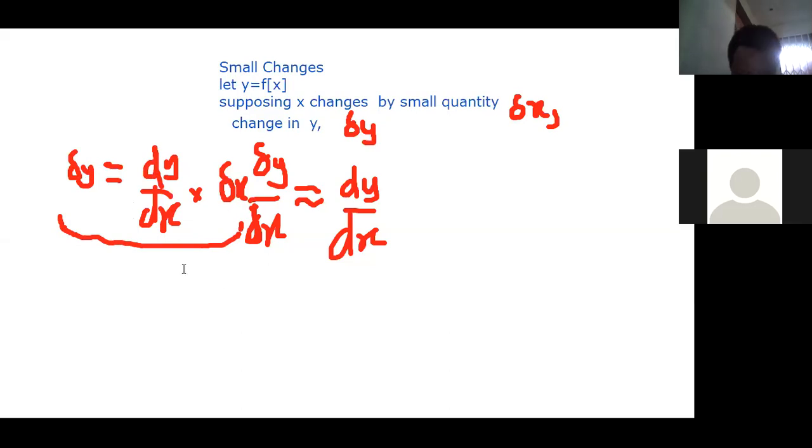Okay. Now, question number 1. Find the approximate change.